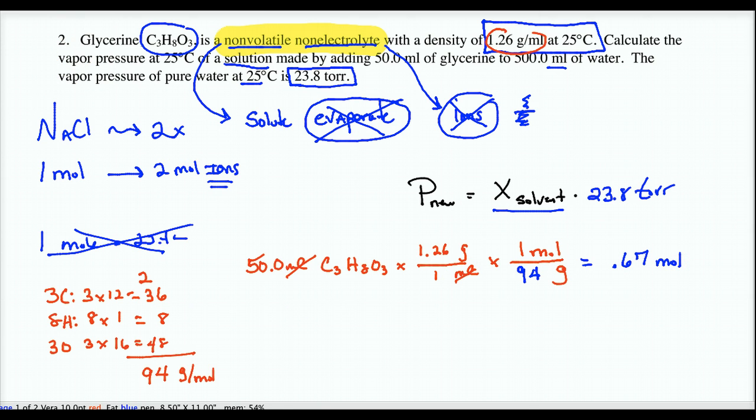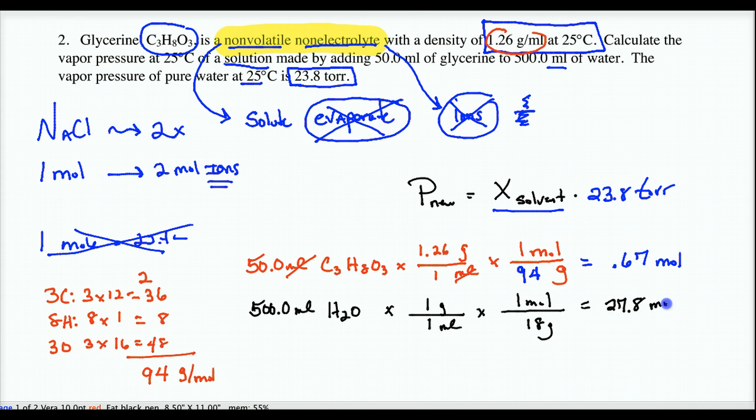Now we're going to do it again for the water. So my water here is 500 milliliters. Since they didn't give me a density of water, I can assume the density is 1 gram for every 1 milliliter. And of course I know that the molecular mass of water is 18 grams per mole, as I would hope most chem students do at this point. 16 plus 1 plus 1. And let's go find that number. What we get is 27.8 moles of water.